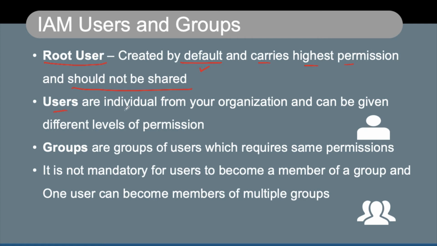Users are individuals from your organization who can be given different levels of permissions. Different users in an organization are supposed to do various different things with the AWS infrastructure, and they should be given the permissions to do those things at different levels.